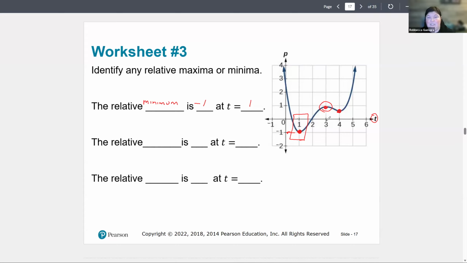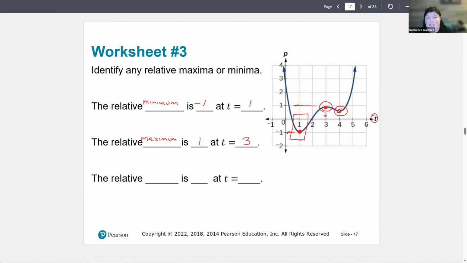Here we have a relative maximum, because we go from increasing to decreasing. So the relative maximum is going to be a y value of, we'll say that's 1, it's really close. So the y value is 1, and this occurs at the t value, or your x value, it's my t value of 3.